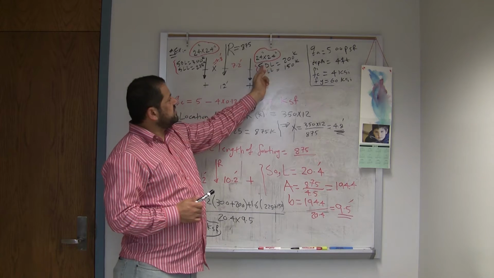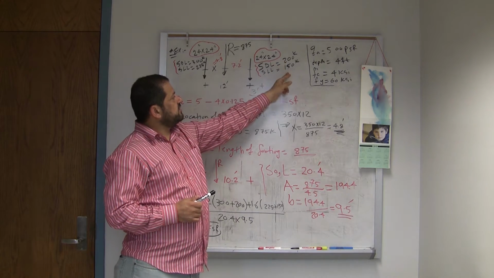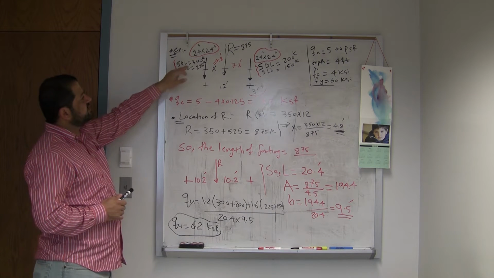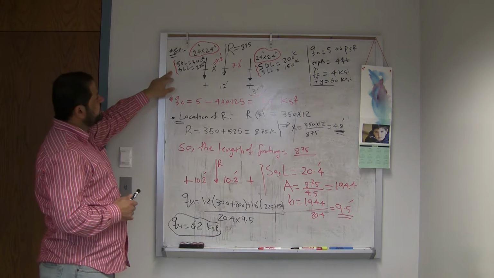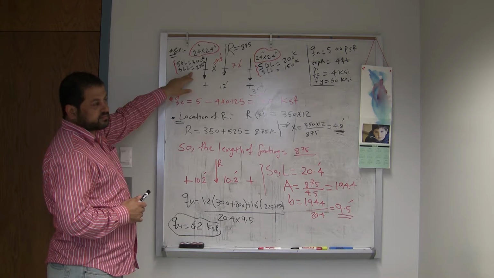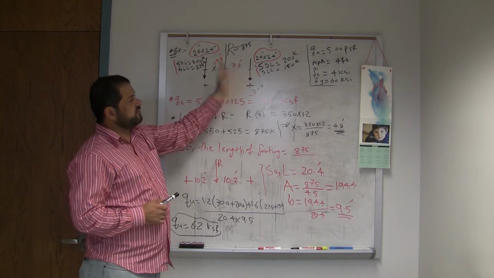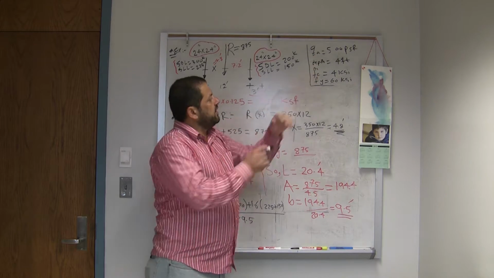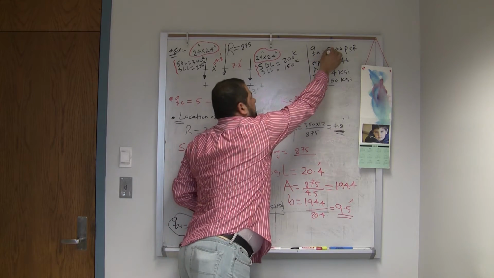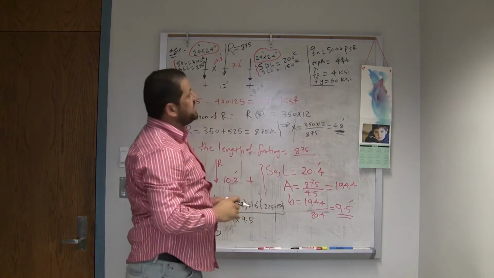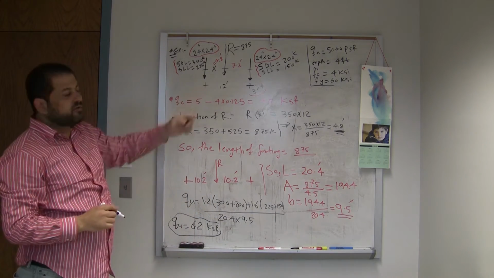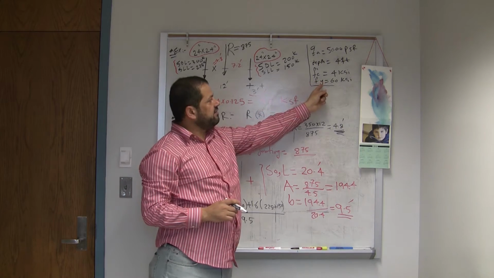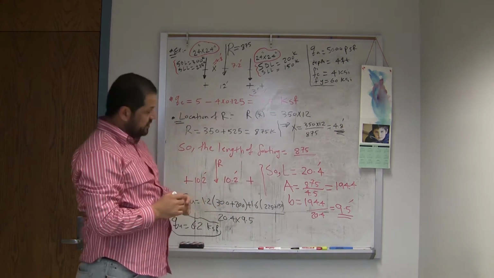On the exterior column, the service dead load is 200 and the service live load is 150. On this interior column, the service dead load is 300, and the service live load is 225. So we need to design a combined footing. Q allowable from the soil report is 5,000 PSF, which is 5 KSF. The depth of the footing will be 4 foot below grade. F prime C is 4 KSI, Fy equals 60 KSI.